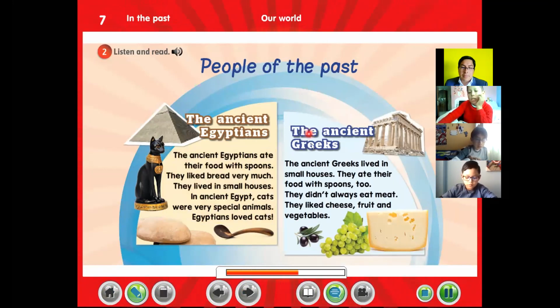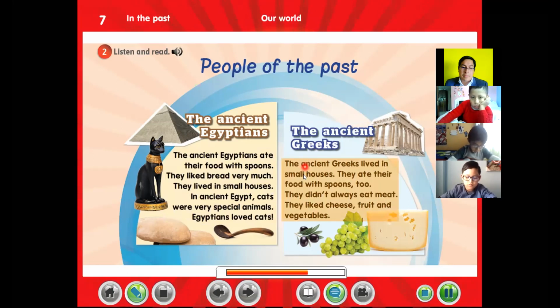The ancient Greeks. The ancient Greeks lived in small houses. They ate their food with spoons, too. They didn't always eat meat. They liked cheese, fruit, and vegetables.